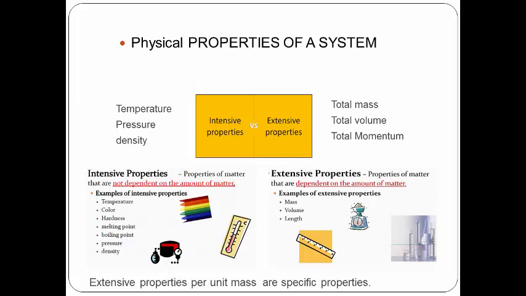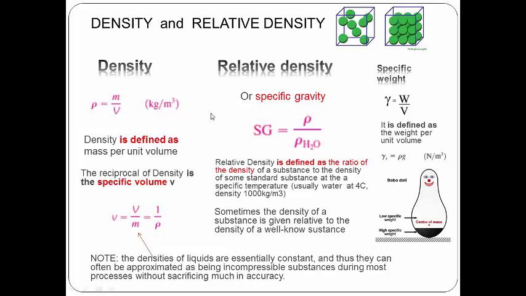Now we talk about the properties, specifically the intensive properties, which are density, pressure, and temperature, for example, and extensive properties, total mass and total volume. The difference between them is that intensive properties are not dependent on the amount of matter. Now let's talk about the density and relative density. Density basically is the mass per unit volume, and the relative density is the ratio of the density of any substance to the density of a standard substance, in this case water.